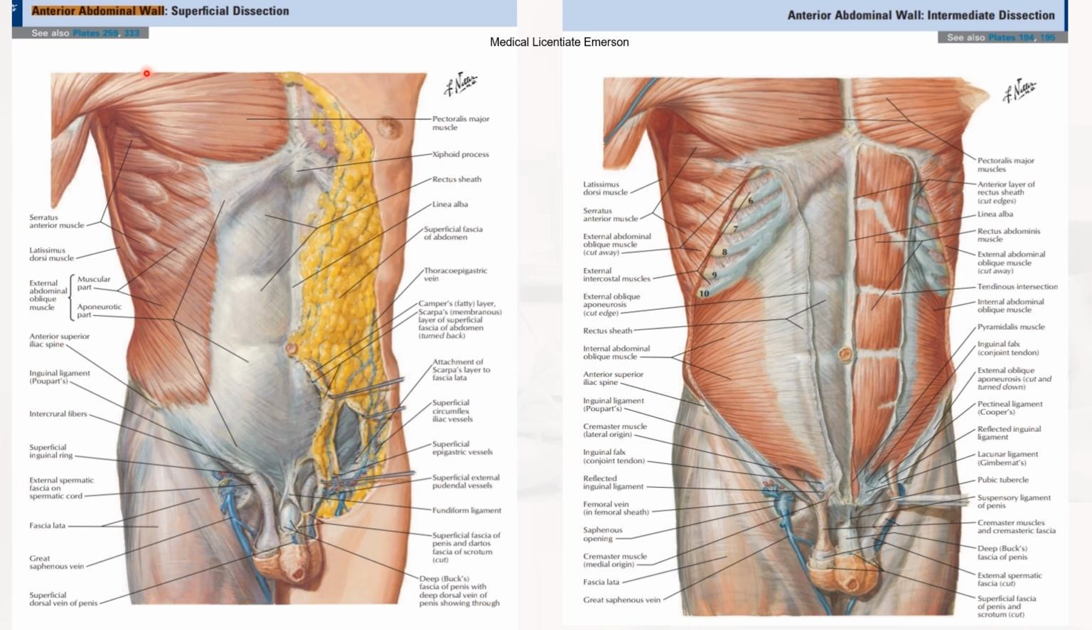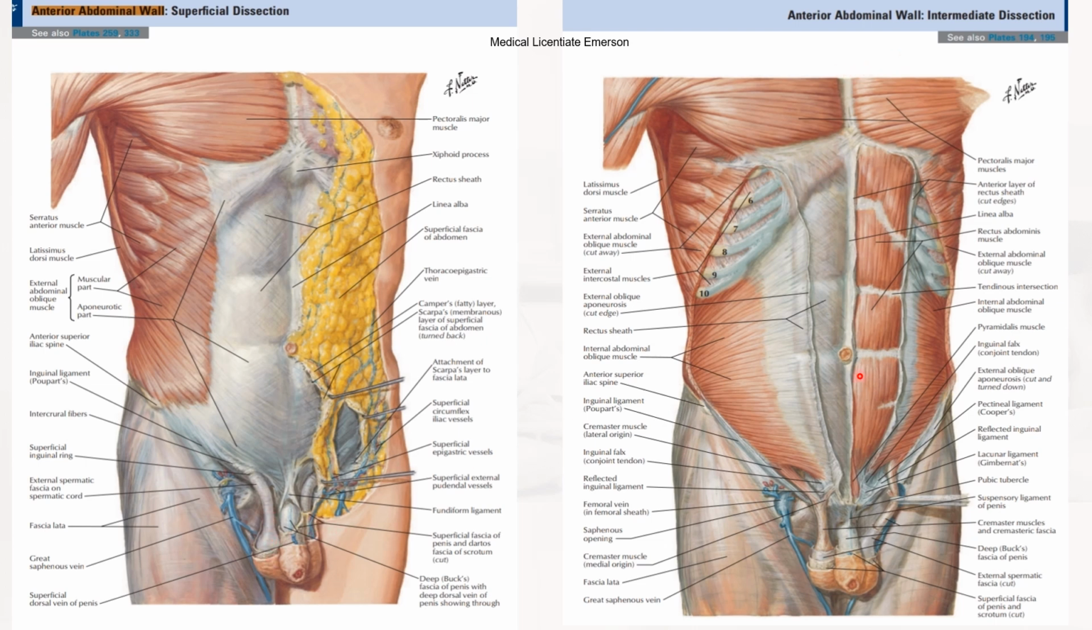Okay, so this is the anterior abdominal, the superficial dissection. This is how it's going to look if you do a superficial dissection. So we have the rectus sheath. You have the inguinal region here. This is the spermatic cord. This is the testis in males.